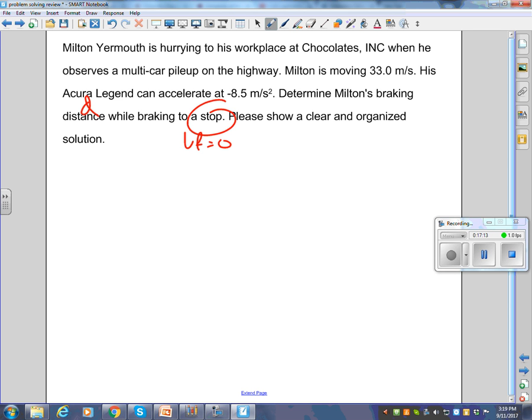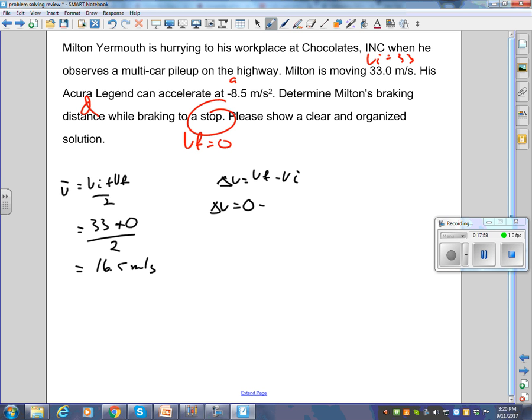VF is zero. The initial velocity is 33, and the acceleration is minus 8.5. You need to get distance, so you need to find average velocity. To find the average velocity, V bar equals VI plus VF over 2. The initial velocity is 33. The final is 0, divided by 2. That's 16 and a half, right? Now we have to find the time. You also have to find delta V, although you should be able to do that in your head, because it's 0 minus 33. The change in velocity has to be minus 33.